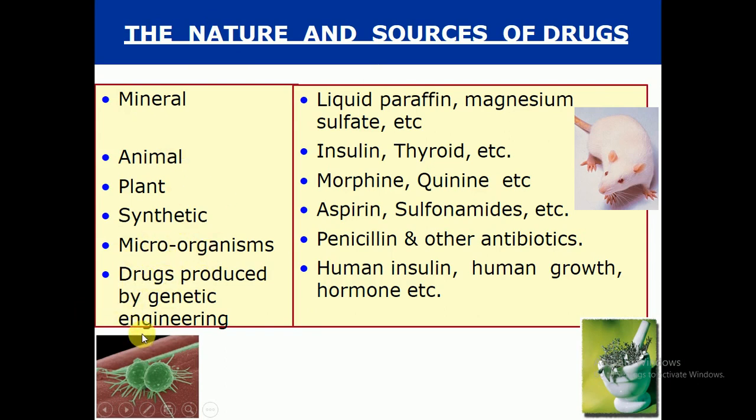Drugs produced by genetic engineering. What are the names of these drugs which can be produced by genetic engineering? Genetic engineering is a separate branch of genetics through which, for example, we can prepare and produce human insulin, human growth hormones. All these come under this category.